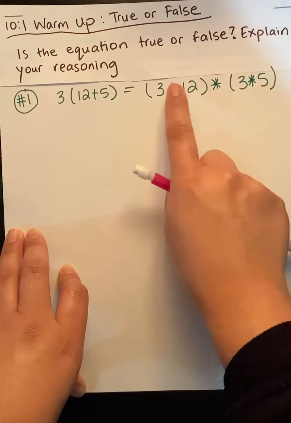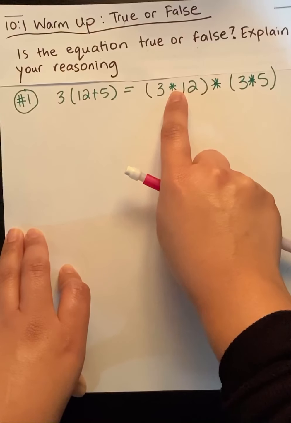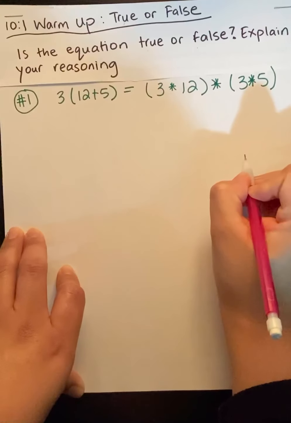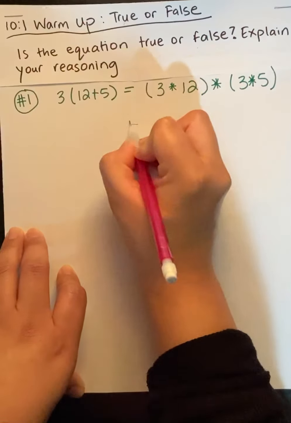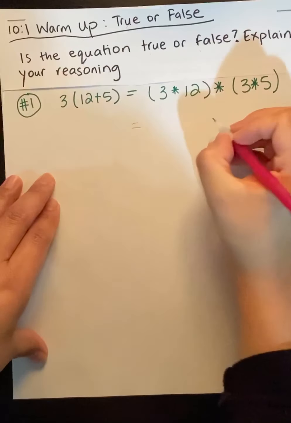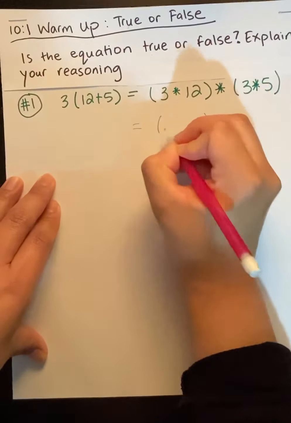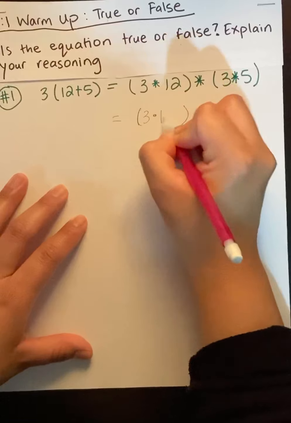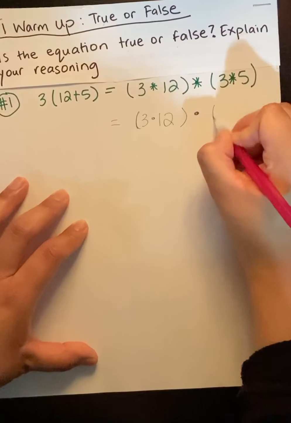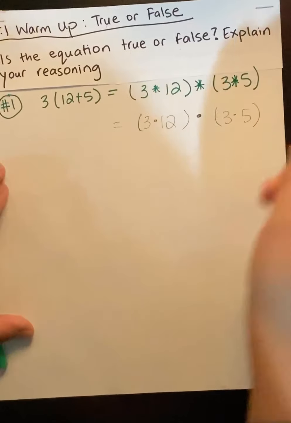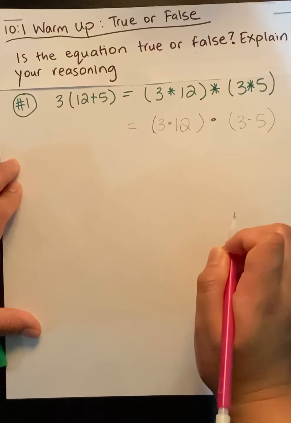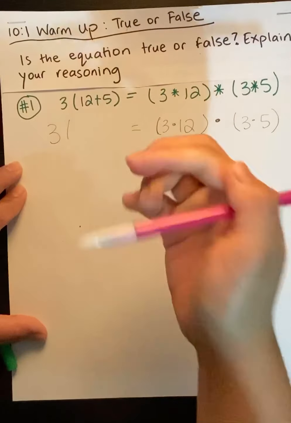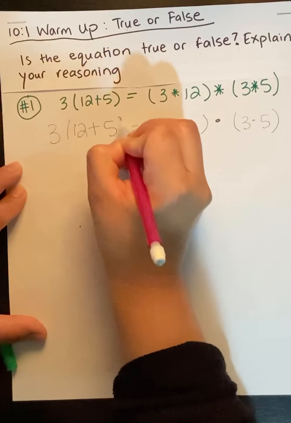And I want to remind you again that it's written in stars on your computer, and that just means multiplication. So if I were to rewrite it using the multiplication dot, the right side would read as the product of 3 times 12 and 3 times 5. So that's what we have on our right side. And on our left side, we have 3 times the sum of 12 and 5.